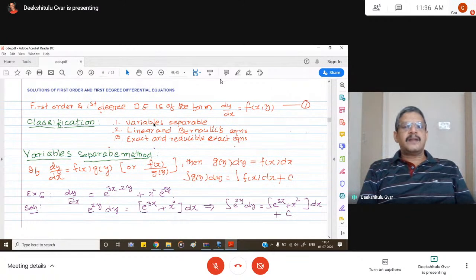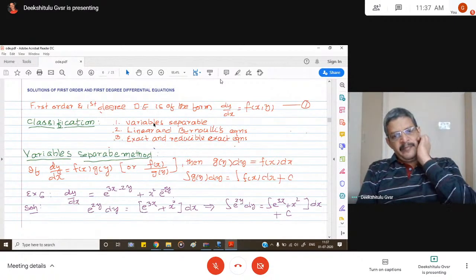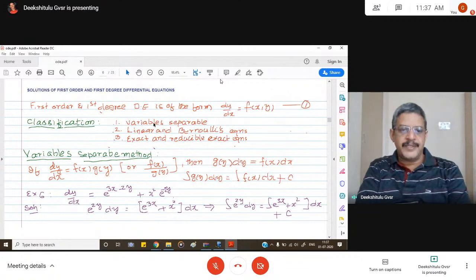The standard form of a first order, first degree differential equation is dy by dx is equal to f of x, y. There are several methods to find the solution of this equation. The methods depend on the structure of the function f of x, y. Depending on the structure of the function, first order and first degree differential equations are classified in different ways. The first and basic method is variable separable.